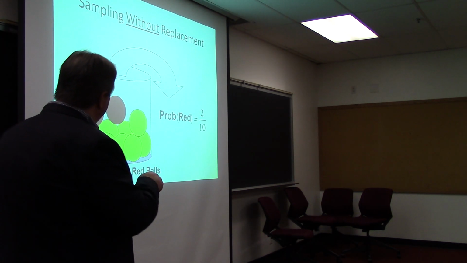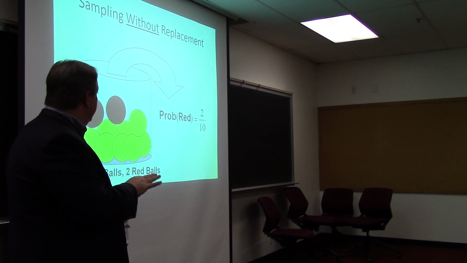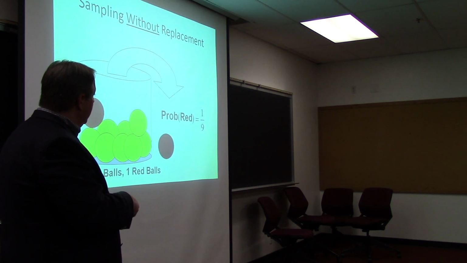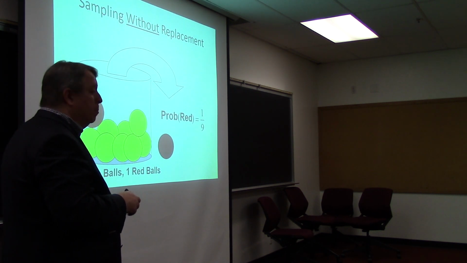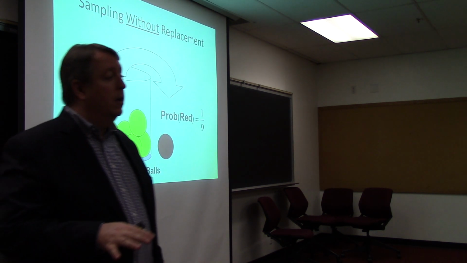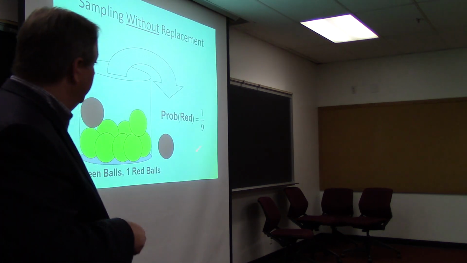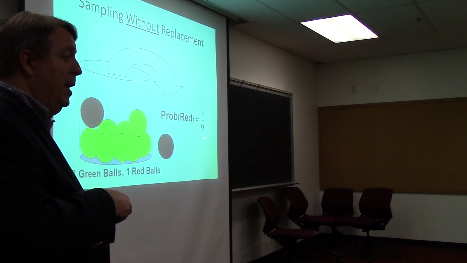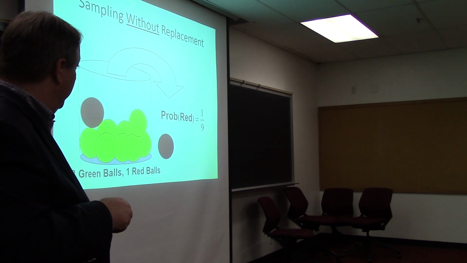So I reach in and grab a ball. Well, before I grab a ball, the probability of drawing a red ball is 2 out of 10. I take a red ball out of the bucket, but I don't put it back in. Now the probability of drawing a red ball is 1 out of 9. Because I took one red ball out, the probability changed. The probability of sampling a red ball.